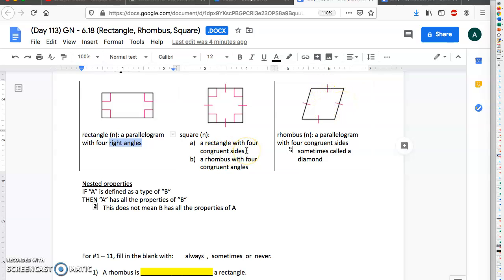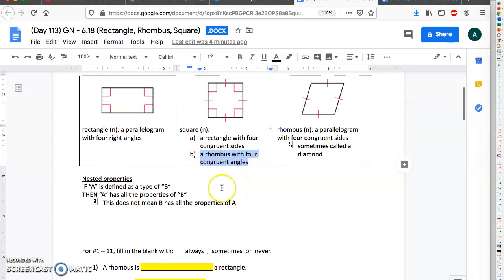A square has two different definitions. Either you could think of it as a rectangle where the sides are congruent, or a rhombus where all the angles are the same, or 90 degrees. Okay, moving on.